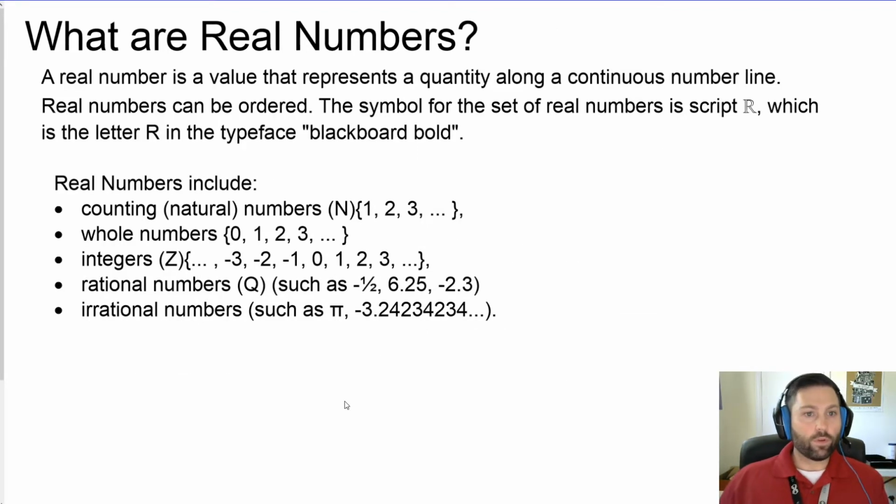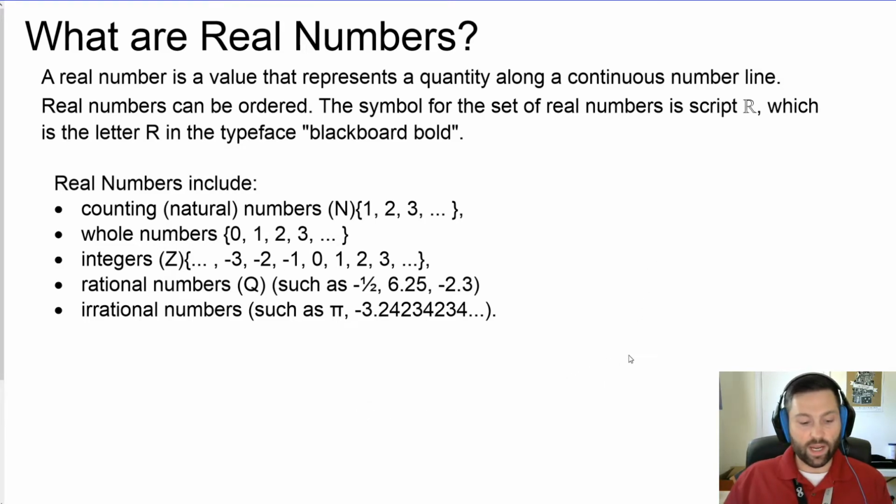The first thing that we're going to cover is what are real numbers. You could pause the video here if you'd like to take these notes down, but I'm going to go through them a little quicker. A real number is a value that represents a quantity along a continuous number line. So real numbers can be ordered, which means they're put in order from least to greatest. And the symbol for the set of real numbers is a script R.